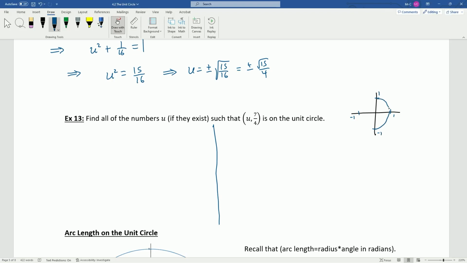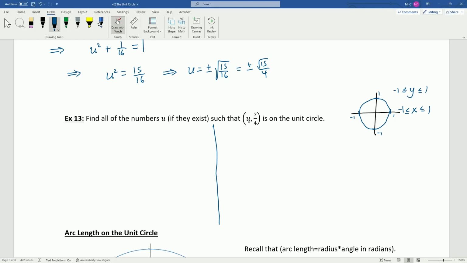So one of the things we should ask ourselves is, what is the largest y value we can get? 1. What is the smallest y value we can get? Negative 1. It's a circle with radius 1. It can only go up 1 and down 1. So y has to be between negative 1 and 1. And likewise, x has to be between negative 1 and 1.